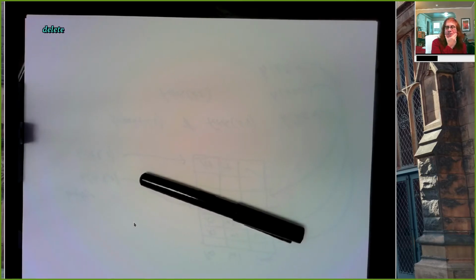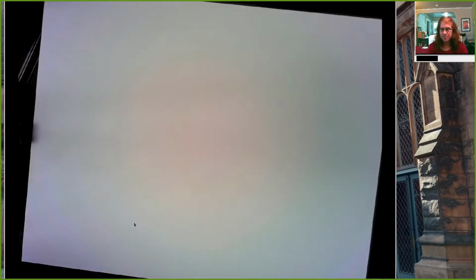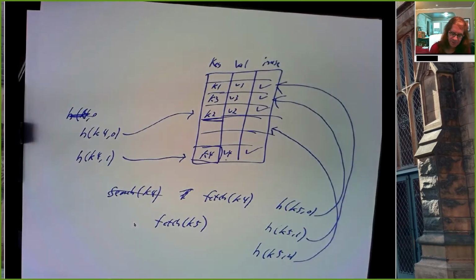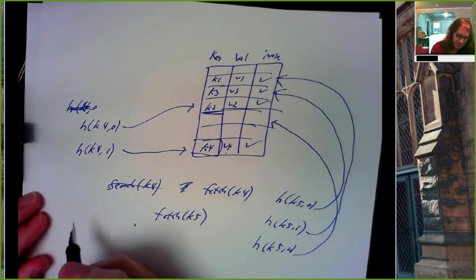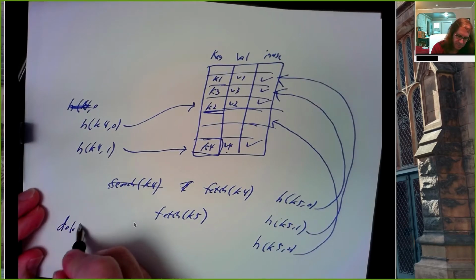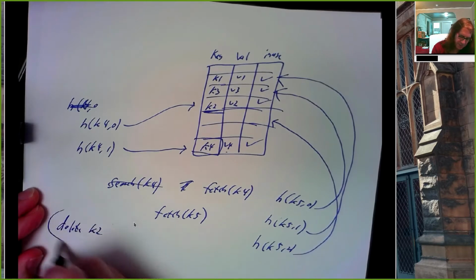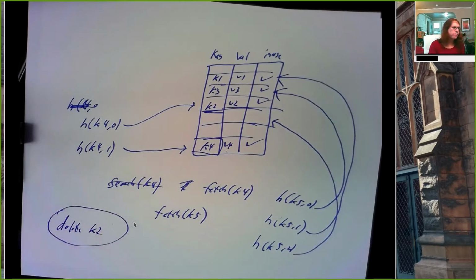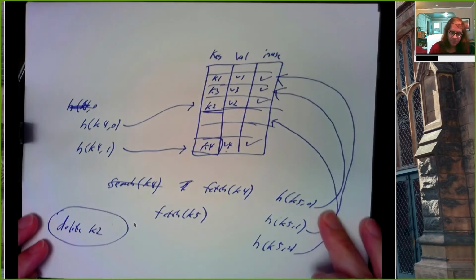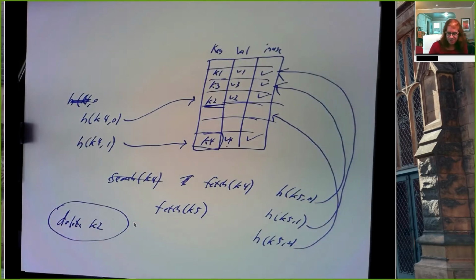Alright, so deletion gets a little more interesting. Let's say we want to delete K2. So how do we remove K2 from our hash? How do we make it so that if you search for K2, your code will come back and say, nope, that's not in the table?